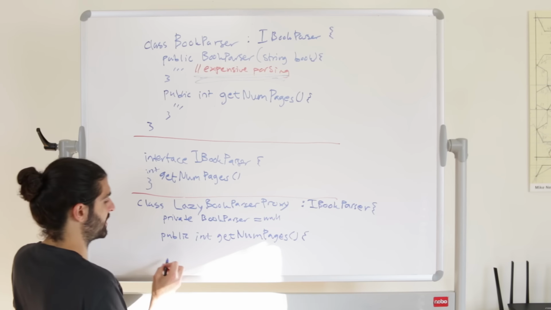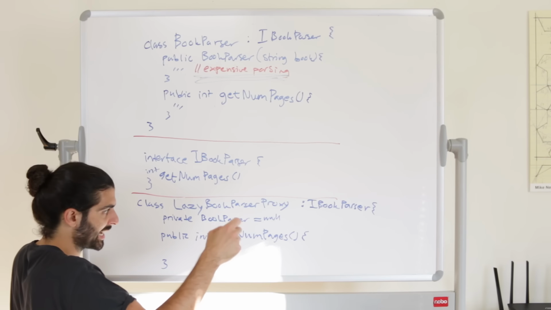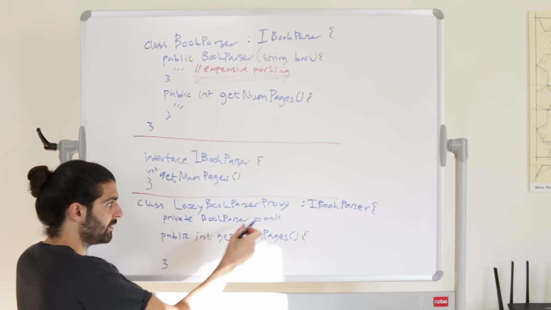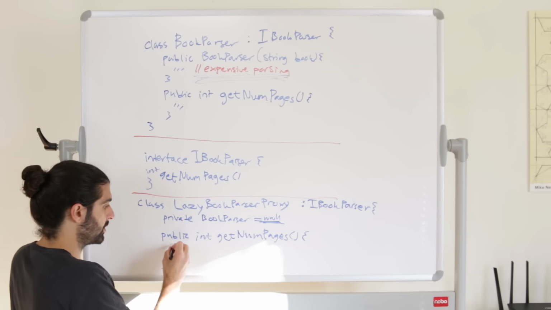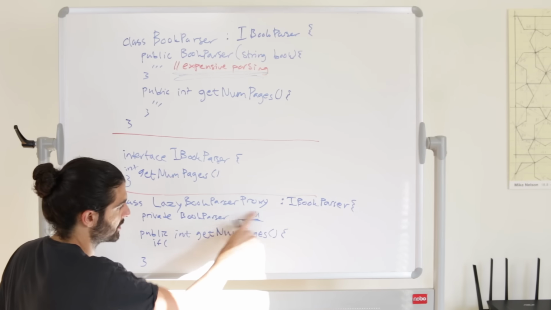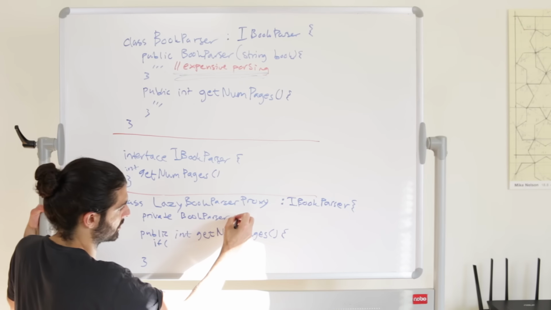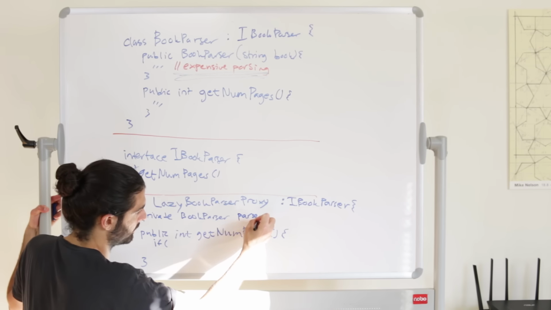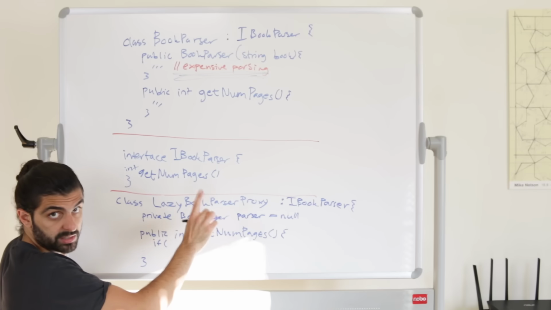Now, what's the implementation of this method? The implementation of this method is actually super simple. We want to delegate to a book parser, but we don't have a book parser yet because our book parser is null. So what do we do? We check if we have a book parser. More sloppiness, sorry, here in the instance variable I just wrote the type and not the actual variable name, so let's just actually add that. So we have a private variable of type book parser called, let's say, parser with the lowercase p equals null. So the instance variable is named parser.